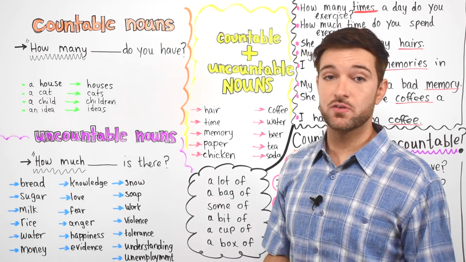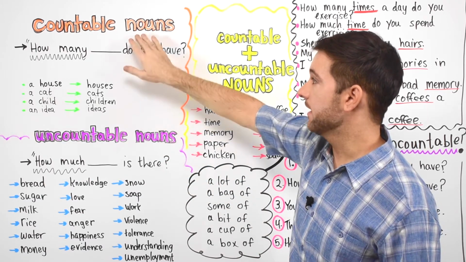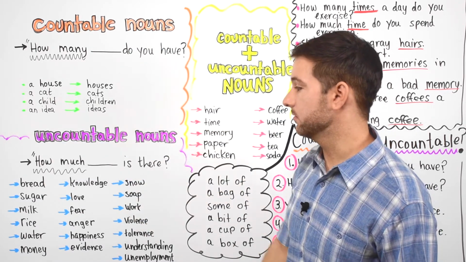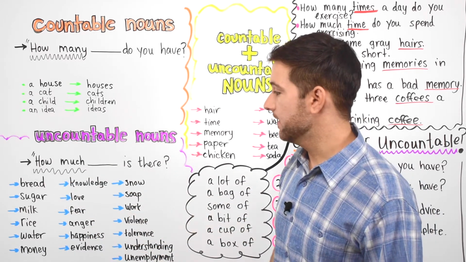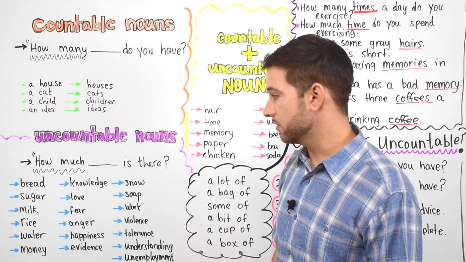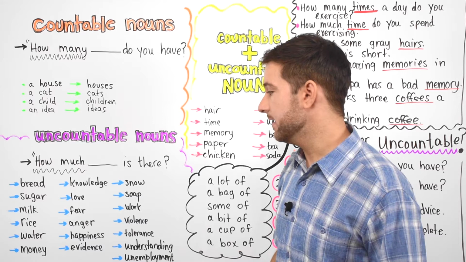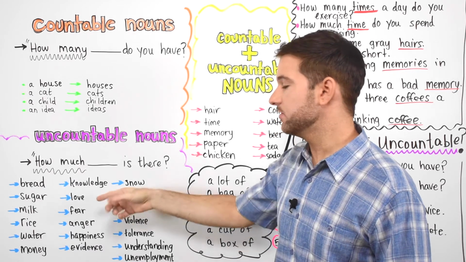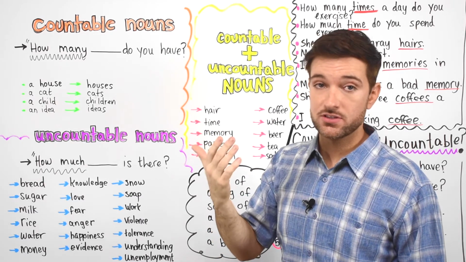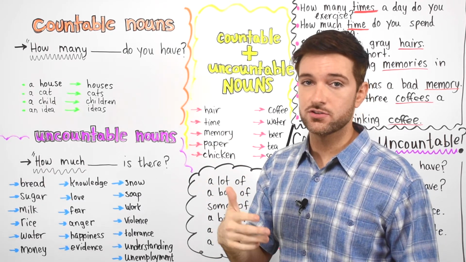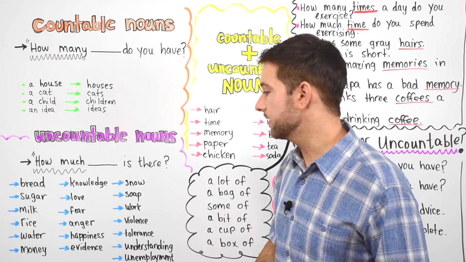Okay, let's review some words that are considered uncountable. So these ones here, these are countable. These ones here, these are uncountable. Some of them are food, some of them are abstract ideas, okay? Bread, sugar, milk, rice, water, money, knowledge. Knowledge is what you know. For example, you might have a lot of knowledge in languages. You might know English, French, Portuguese, Hindi, you know, just different languages, Arabic.